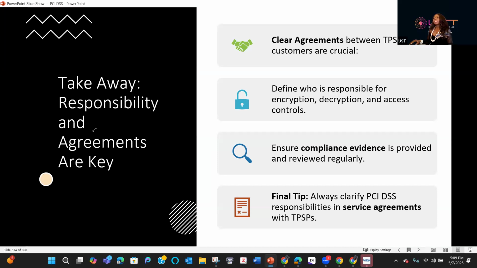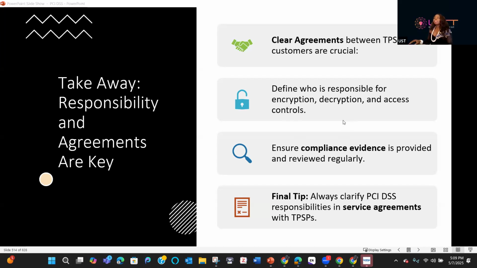Then the takeaway is responsibility, as well as agreeing on what they need to do. As we said, you should be able to set up clear agreements, guidance, or clear policy on who is doing what. So there should be clear agreements between the third-party providers and the customers, defining each party's responsibility: who is in charge of encrypting and decrypting the data, as well as the different access controls that we've talked about.